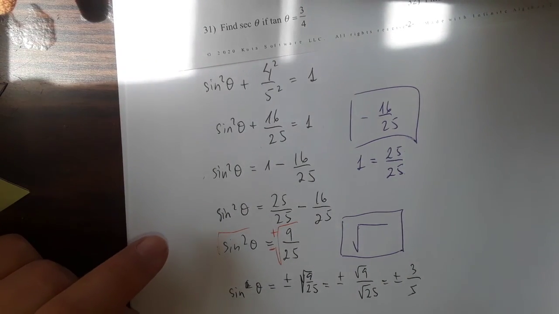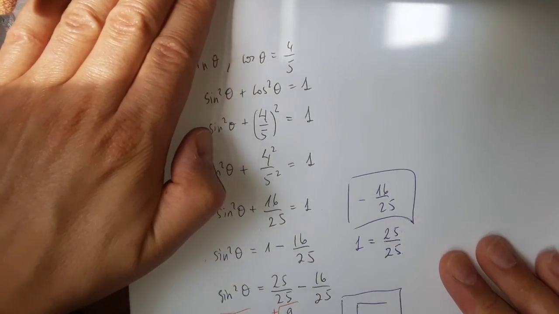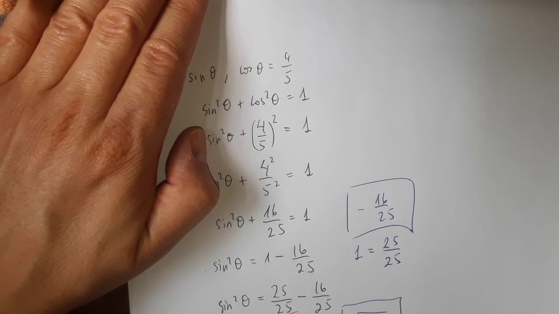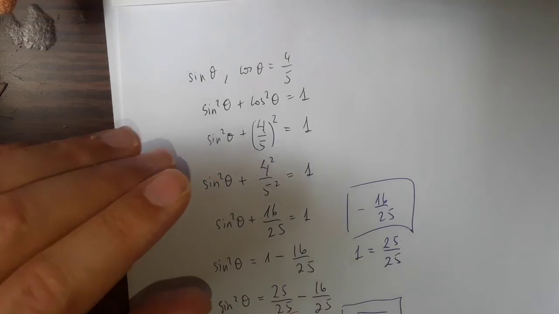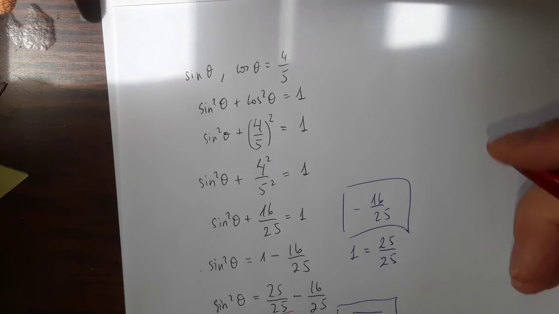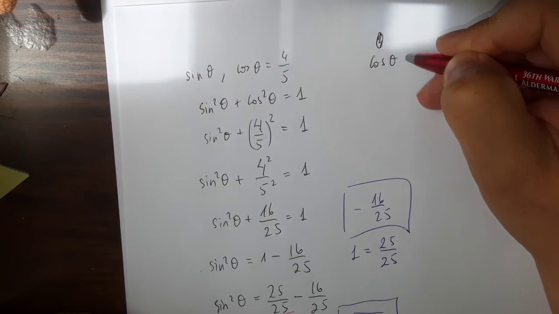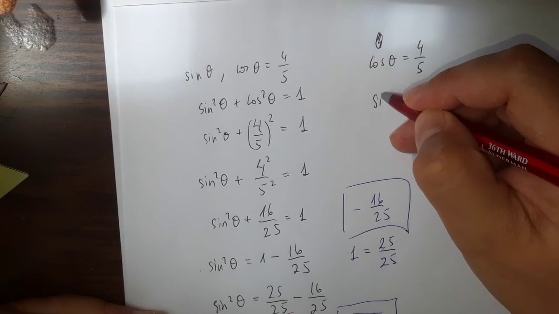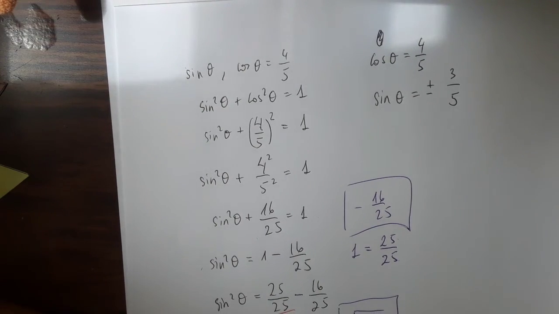Okay? And now we have to think a little bit. You can use an online unit circle, or actually, let's use this unit circle here, because to try to figure out this angle, I want to show you something. So we have that cosine of theta equals 4 over 5, and we have that sine of theta is plus minus 3 over 5, right?